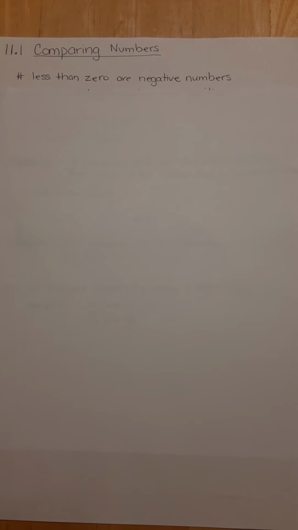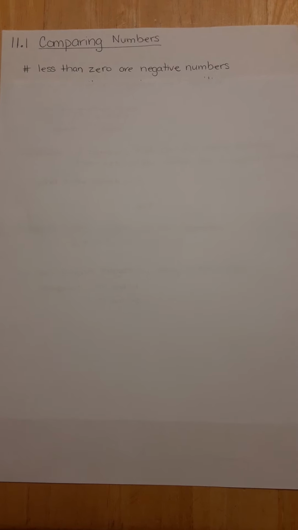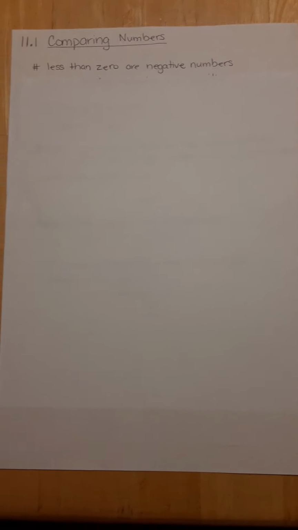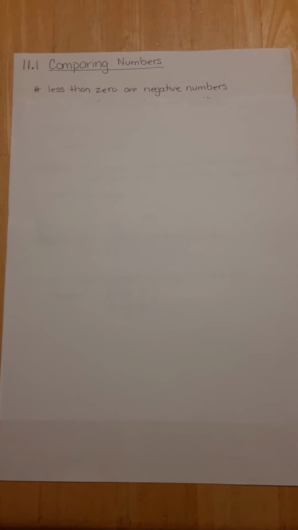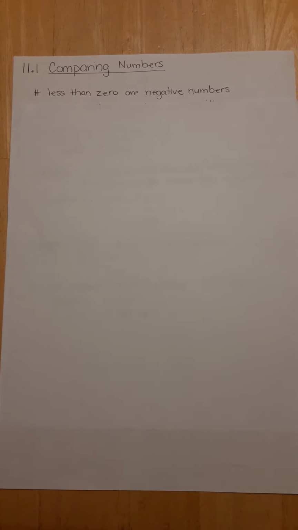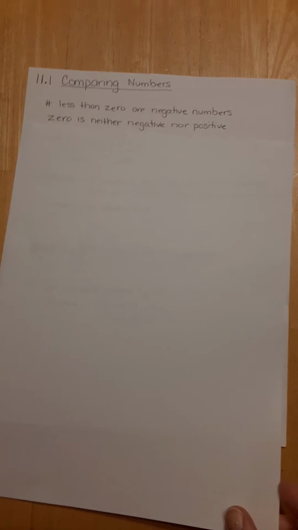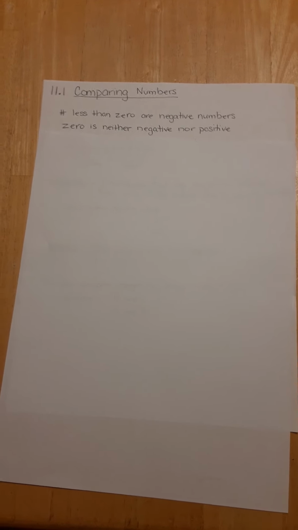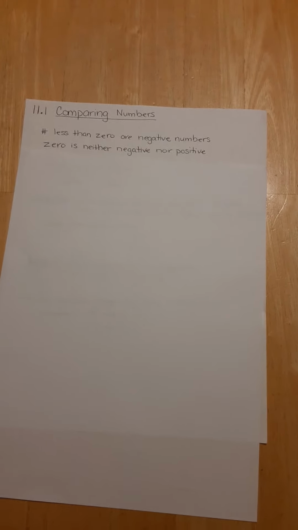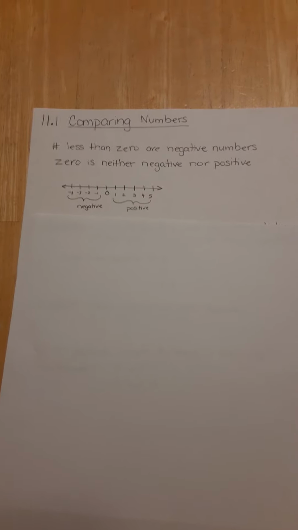Or if we're living by the sea and we're talking about below sea level, we're going to use numbers that have a negative number. In math, a number less than 0 is what we call a negative number. And that negative number means that it is less than 0. Okay? 0 is neither negative nor positive. 0 is 0.